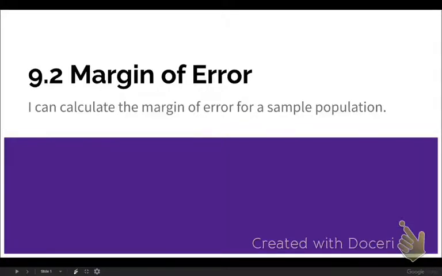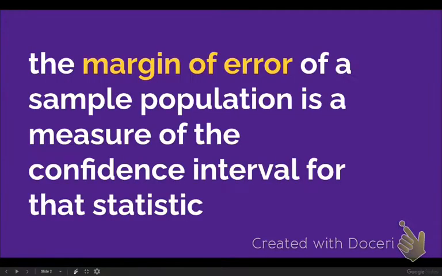When we collect data, we want people to know how closely we came to actually representing the population and the data we said that we were showing in our analysis. So one way to communicate that is by calculating a margin of error. A margin of error for a sample population is a measure of the confidence interval for the statistic.